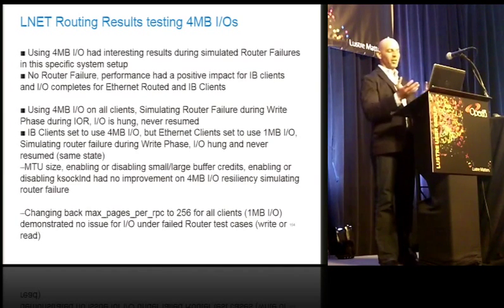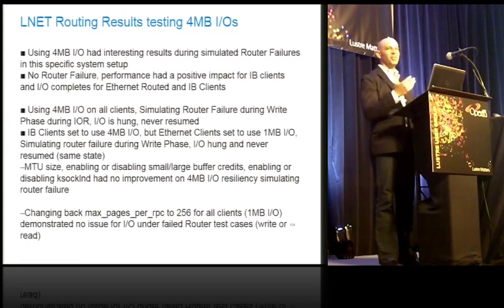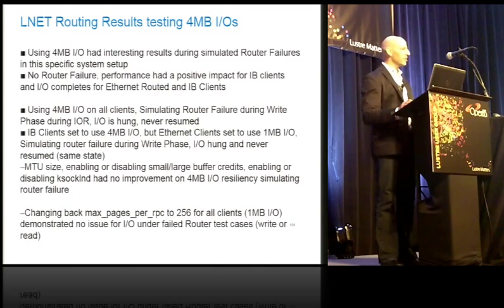I went and looked at the MTU sizes on the Ethernet side. Is it 1500? Is it 9000? Or is it somewhere in between, because I'm doing 4 meg IO? Maybe I set it to 4096 for the MTU size. I looked at all the different timeout values and all the different modules, and we came to the conclusion that it was a 4 meg issue, because as soon as I went back to max pages per RPC from 1024 to 256, everything worked just fine.